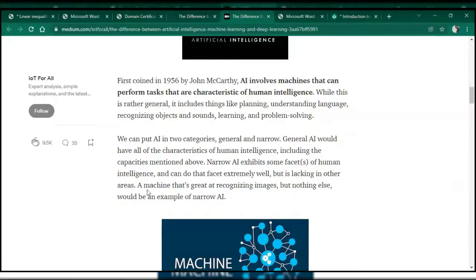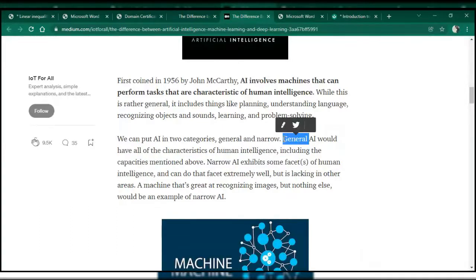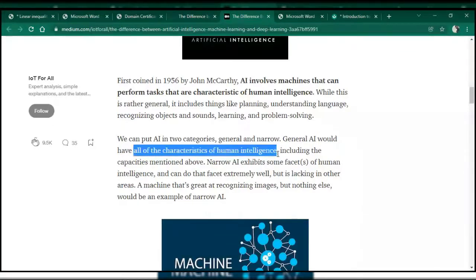Here it's mentioned: a machine that's great at recognizing images but nothing else would be narrow AI. Narrow AI exhibits only some characteristics of human intelligence, whereas general AI has all the characteristics of human intelligence, like how we are able to differentiate between fruits, colors, taste, smell, everything. All that comes under general AI.